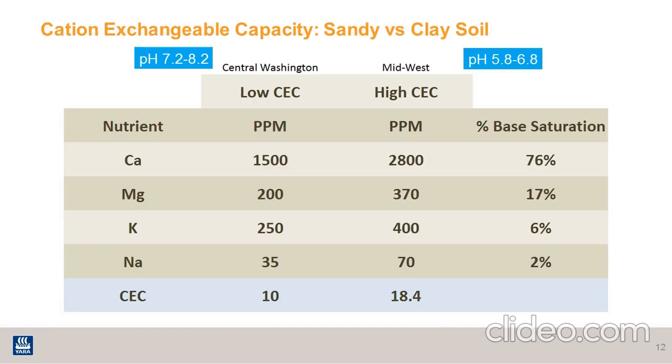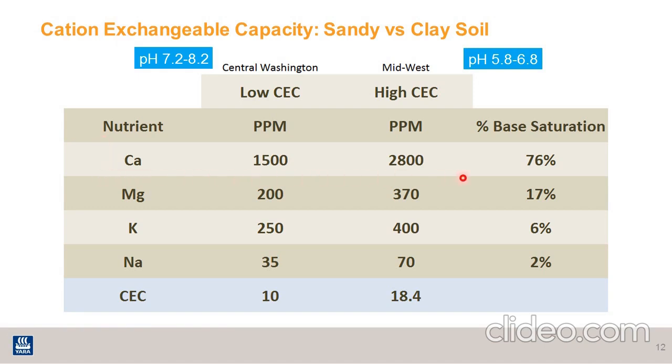Here's a table I put together to compare the differences in nutrient holding capacity between the two soil types. Here we have the sandy loam soil from central Washington with a lower CEC of about 10, and the higher clay content soil in the Midwest with a higher CEC of about 20. Another thing to note is that soil in central Washington, where apples are grown, generally has a pH higher than 7, compared to the clayier Midwest soil with a pH lower than 7. Growers in the Midwest tend to add lime to the soil to bring up the pH, whereas it is not uncommon to see growers in Washington applying sulfur to try and lower the pH.